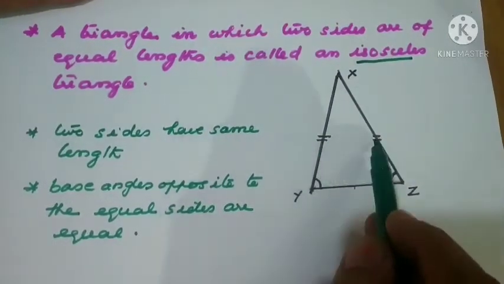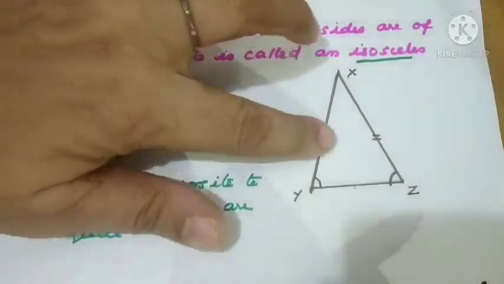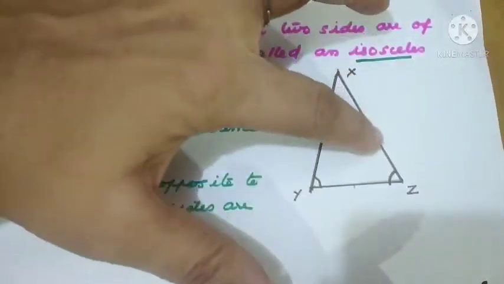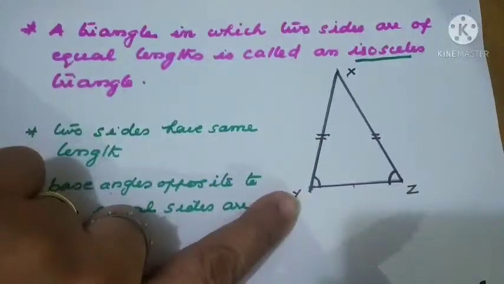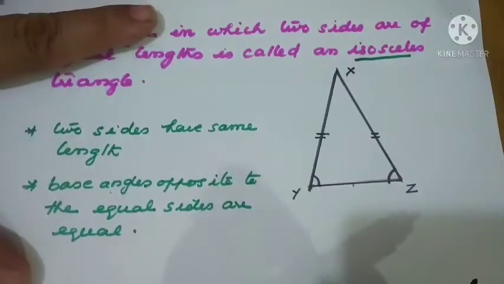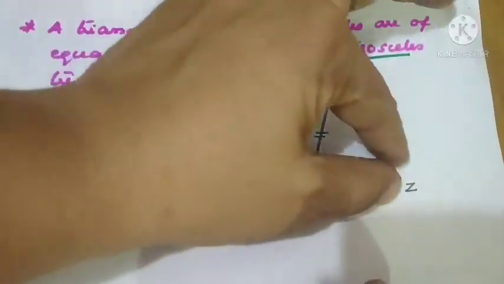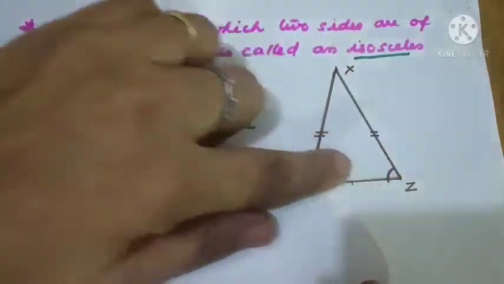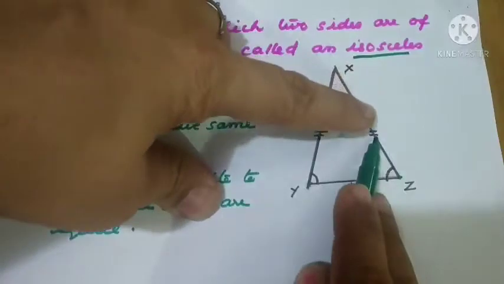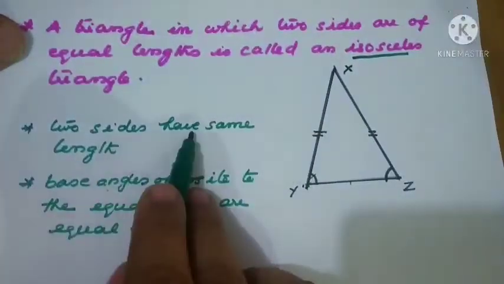In this isosceles triangle, we have marked two sides. The angle opposite to this side is angle Z. Similarly, XZ I have marked. What is the opposite angle? For this side it is Y only. When we have the equal sides here, check where they meet, that is Z only. Similarly XZ I have marked. Which is the opposite angle? Y. So two sides have the same length.